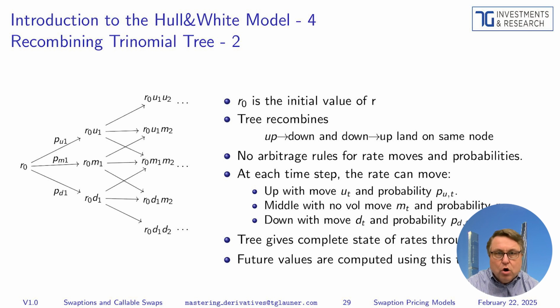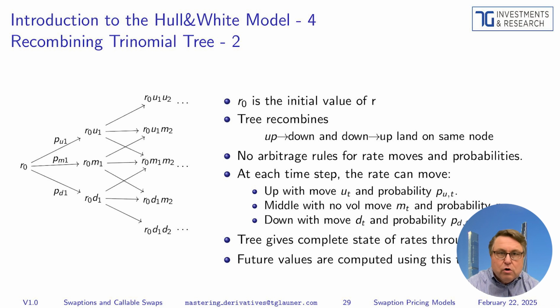Let's recap one more time with the comments on the right. The trinomial tree begins with an initial short rate R0, representing the starting value for interest rate evolution. A key feature of this model is that the tree recombines, meaning that different paths lead to the same rate at future time steps. Specifically, an upward movement followed by a downward movement will land on the same node as a downward movement followed by an upward movement. The structure reduces the number of unique rate paths, improving computational efficiency.